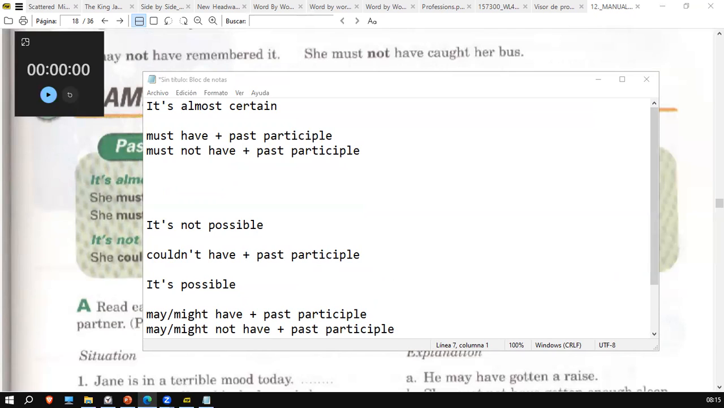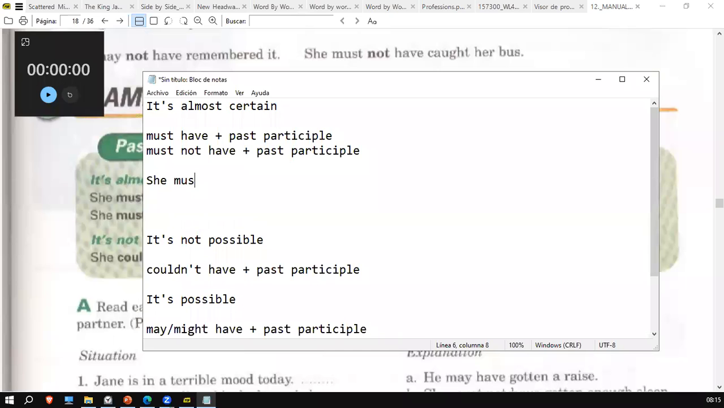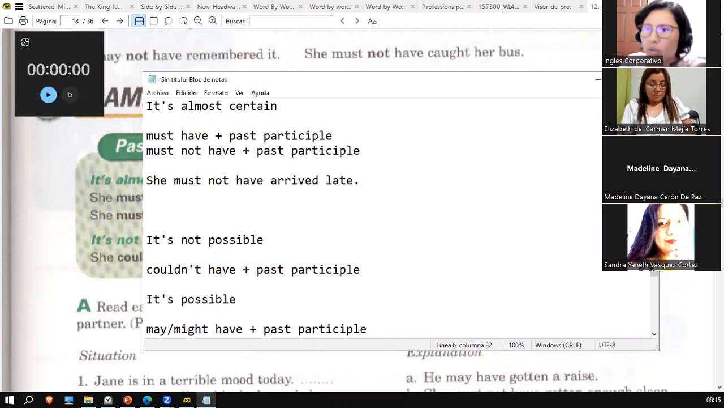¿Ningún ejemplo, chicos? A ver, Madeline, dígame. She must not have arrived late. Very good. A scenario, let's say that it's my daughter and I'm worried because she hasn't told me if she arrived to a very important meeting, but knowing her, and since there was no traffic, she must not have arrived late. No pudo haber llegado tarde, right?